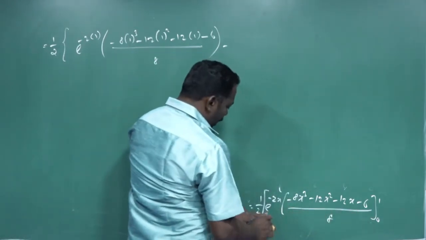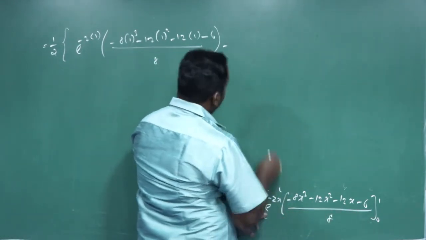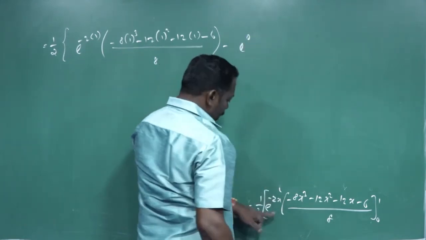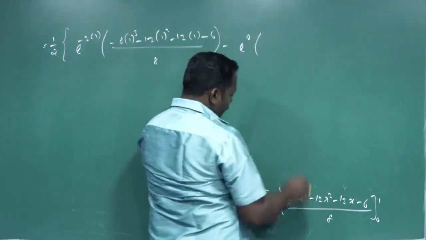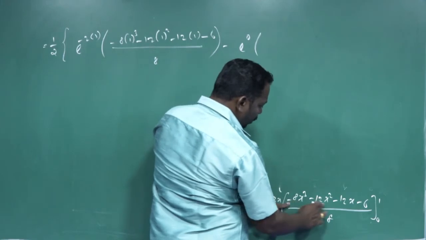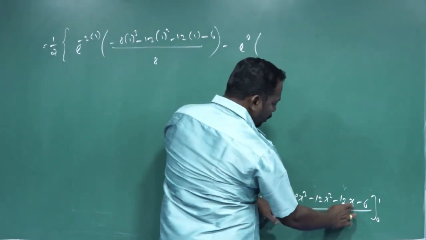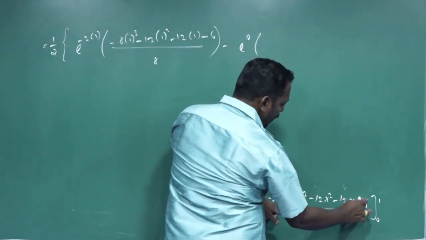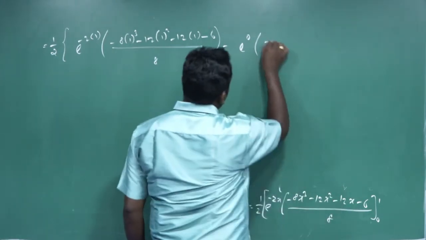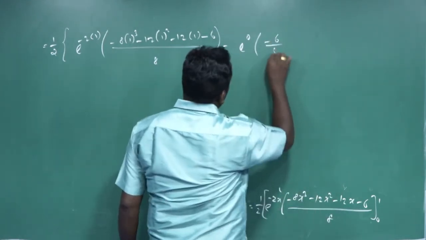Therefore, e power minus 2 into 0 is 0, so e power 0. Then within the bracket, 0 into 8 is 0, 0 into 12 is 0, 0 into 12 is 0. Minus 8 is remaining, minus 6 is remaining, minus 6 by denominator 8.